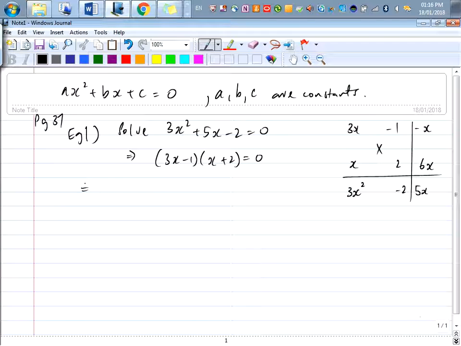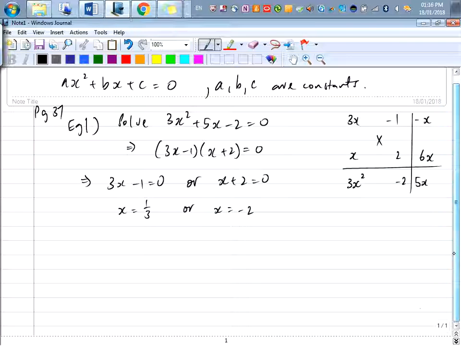So from here, we know that 3x minus 1 equals 0, or x plus 2 equals 0. Yes? x equals 1 over 3, or x equals negative 2. Right? That's it. Simple recap. Now I want you to try it too. Try it too now. Solve the equation.